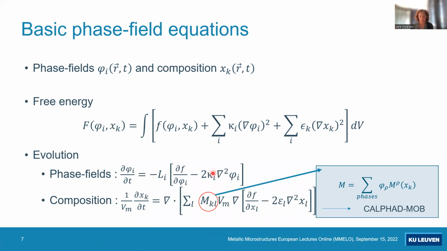And then there is also a coupling possible for the diffusion mobilities here. So this mobility here in the phase field model is in fact an interpolation of diffusion mobilities of the different phases that are present in the system. And they can also be taken from the Calphad mobility databases.